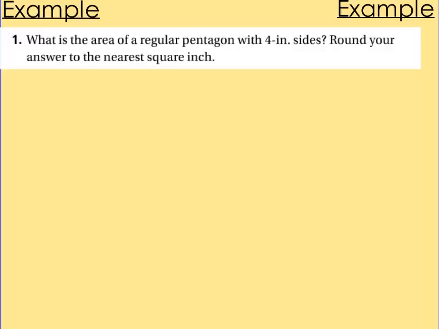Yeah, let's do this. Pause the video. Okay, so the area of a regular pentagon, that's 5 sides, with 4-inch sides. Round your answer to the nearest square inch. Okay, so a pentagon has 5 sides. I'm going to draw the shape because that'll help me. So 4 inches on the sides, and there's my center. And I've got to find the area of this pentagon.